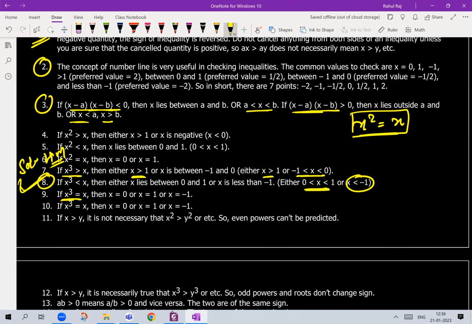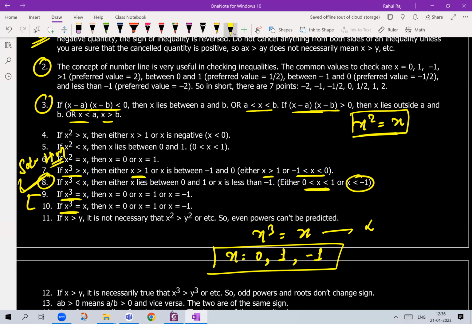Point number 9 says x cube is equal to x. Point number 9 and 10 are eventually the same thing. So if x cube is equal to x, for what values is this possible? This is possible for x is equal to 0, 0 cube is equal to 0. This is possible for x is equal to 1, 1 cube is equal to 1. This is also possible for x is equal to -1, (-1) to the power 3 is equal to -1. So x can be either 0, 1 or -1. Don't start solving it, because it will simply waste your time. Think in terms of for what values LHS is equal to RHS, and those are the normal values that even if you solve, you will get these three values, nothing else at all. I hope it's clear.